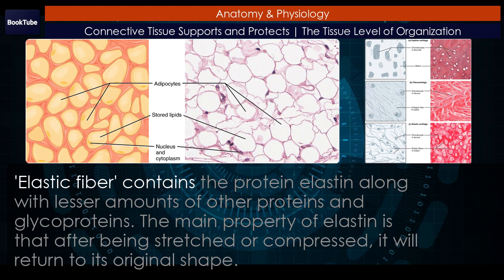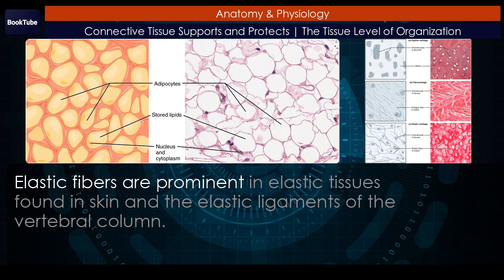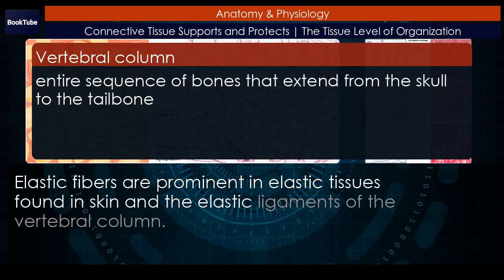Elastic fiber contains the protein elastin along with lesser amounts of other proteins and glycoproteins. The main property of elastin is that after being stretched or compressed, it will return to its original shape. Elastic fibers are prominent in elastic tissues found in skin and the elastic ligaments of the vertebral column.